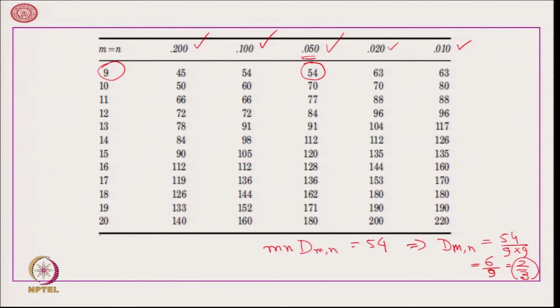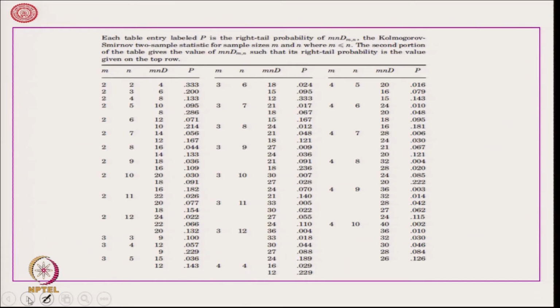0.05. In a similar way, for each m n, you can calculate the critical value for d m n, where m is equal to n. If m and n are not the same, then the values are tabulated. I think you cannot read it because it is too small. So, for example, when m is equal to 4 and n is equal to 5, then m n d is given for 20, 16, 15, etc., and the corresponding right tail probabilities are tabulated here.